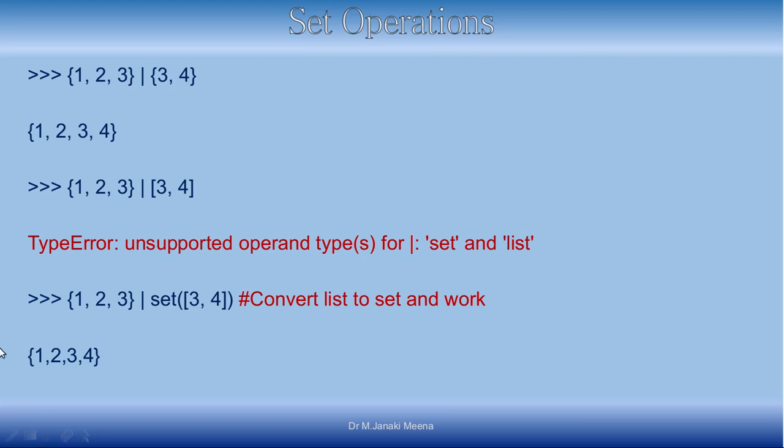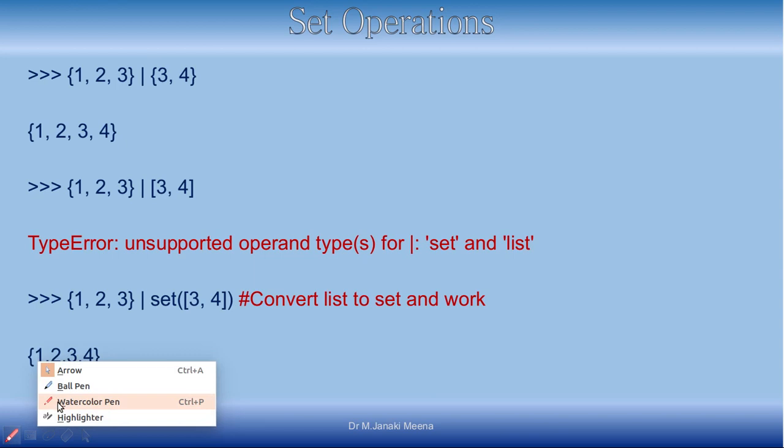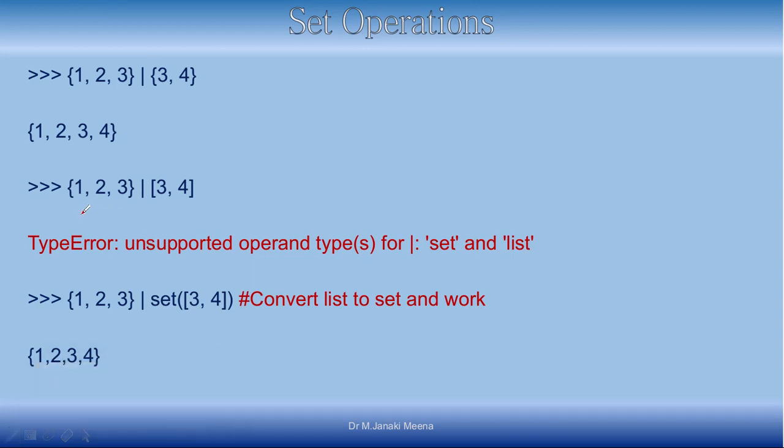But when I am trying to do a union operation with a list, it is not possible. I cannot say {1, 2, 3}, union symbol, and then a list [3, 4]. I will get an error. If I want to perform something like that, then I have to explicitly convert it into a set using the set function, and then I can do it.